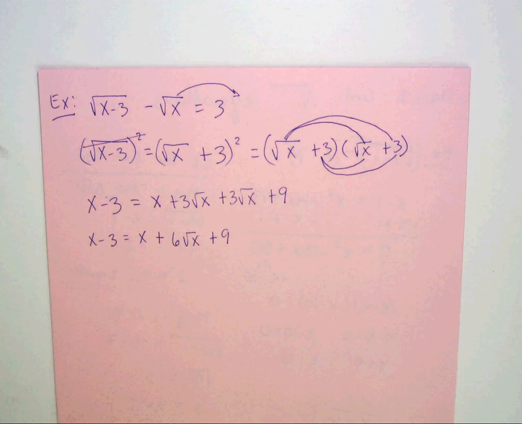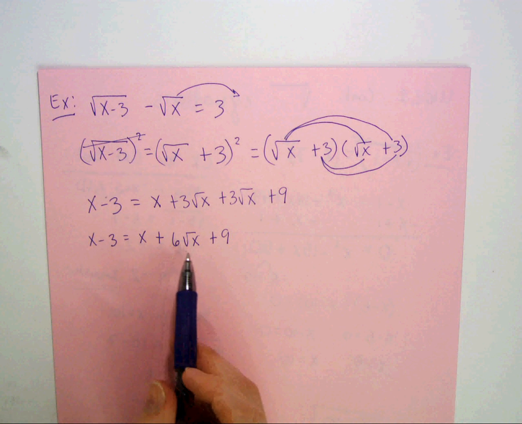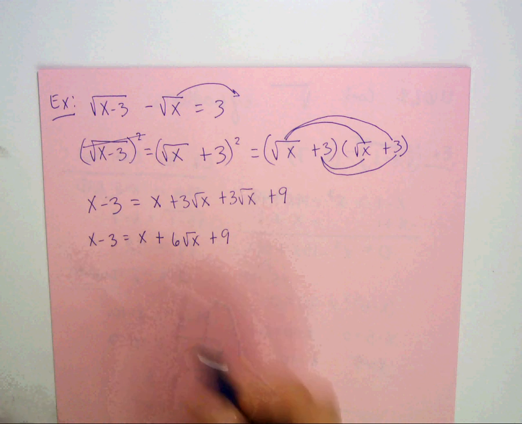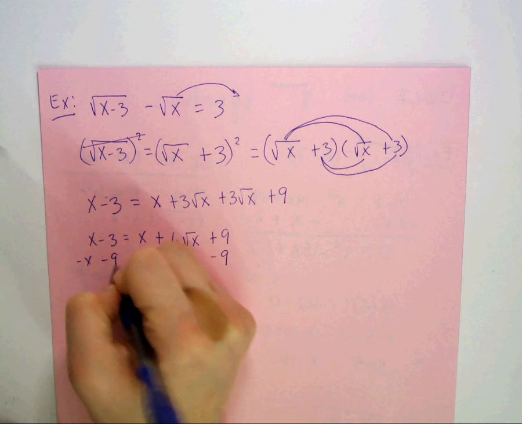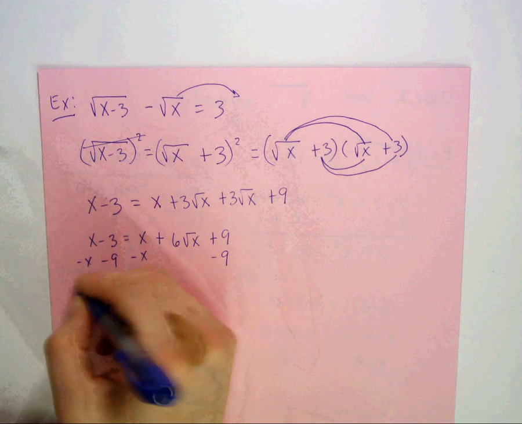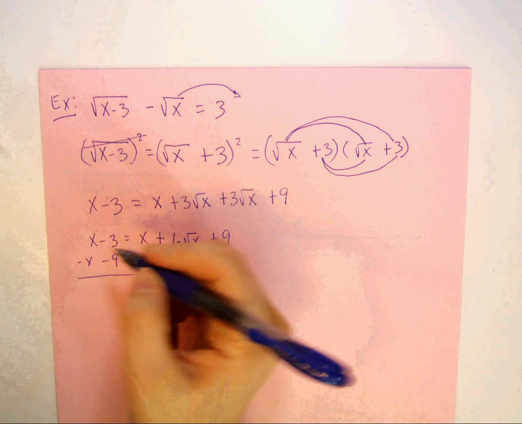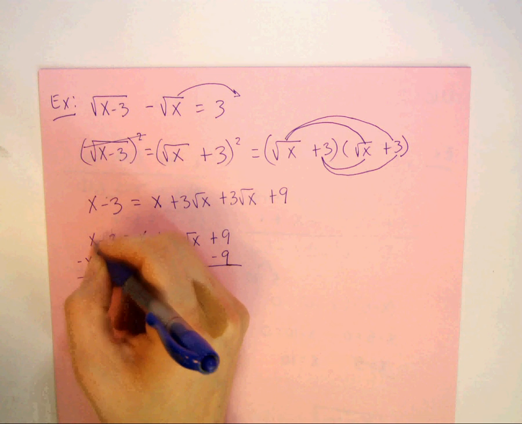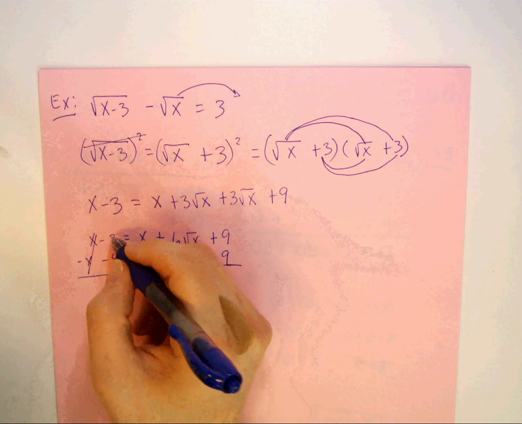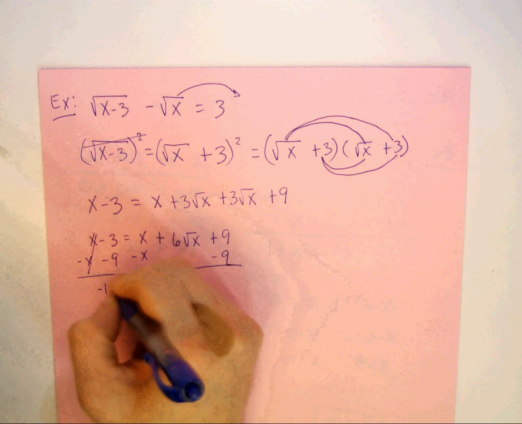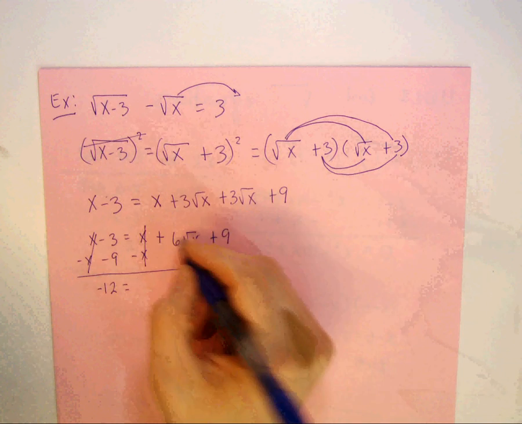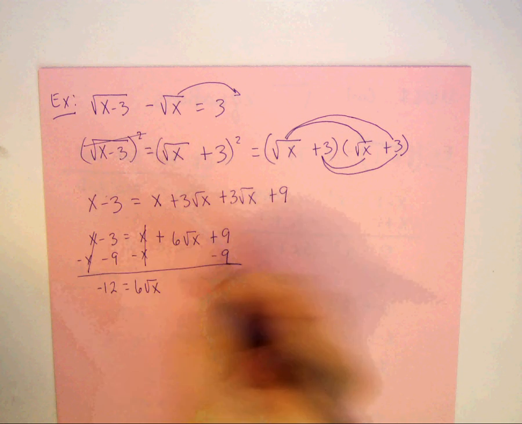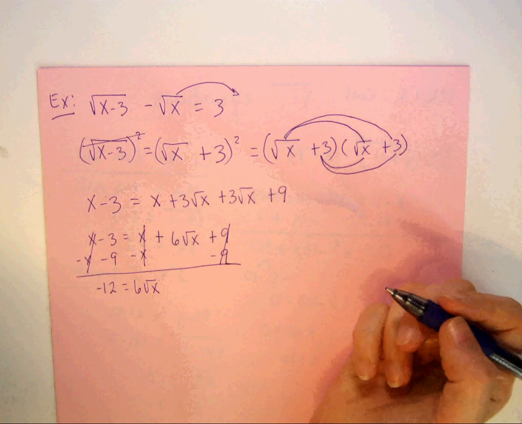And now I've whittled my equation down to where I only have one square root. And so I'm going to go ahead and get my one square root all by itself real quick. So I'm going to subtract x, and I'm going to subtract 9. And so that means that my x's are going to cancel out, and negative 3 minus 9 gives me negative 12. So my x's cancel. And so I get 6 square roots of x. And 9 minus 9 definitely cancels.